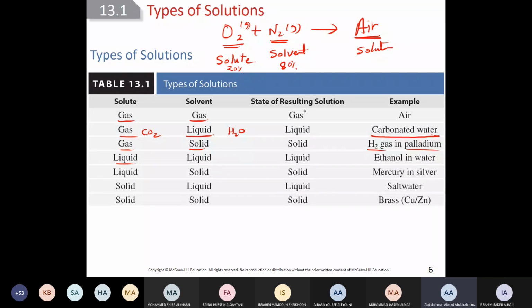Give me an example of liquid in liquid. Ethanol in water, or which example did I give you? Acetic acid, CH3COOH, in water. Al-khal is available at home. Give me an example of liquid and solid. Actually, it's mercury and silver, not important. Solid and liquid, everybody knows this: salt in water. Give me another example, very quick example.